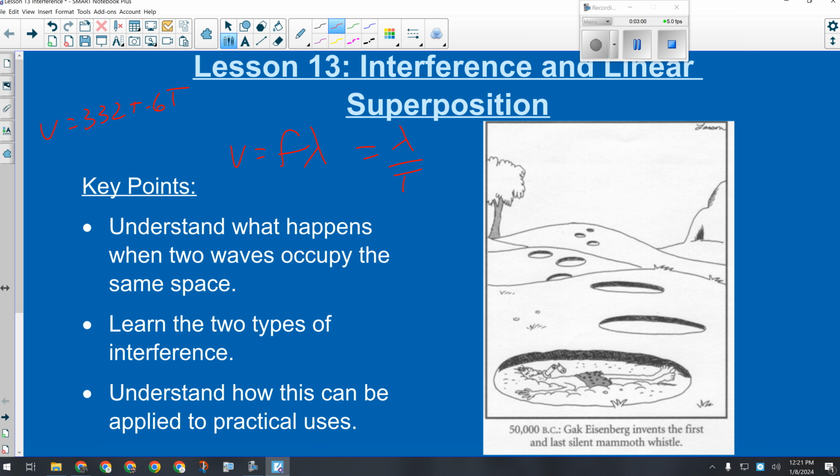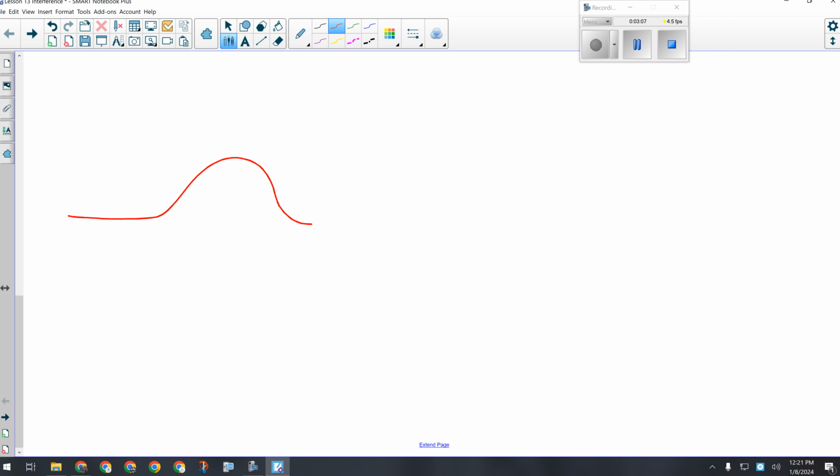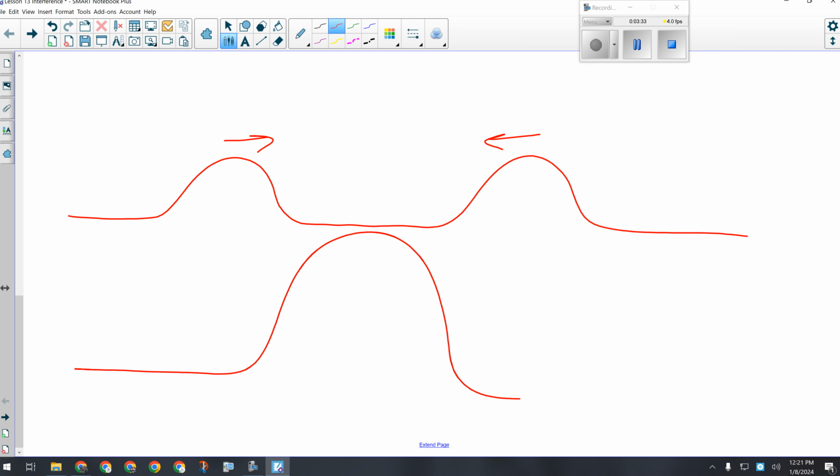So let me pose this to you. What if I had this wave and this wave, and they were traveling towards each other? What would it look like when they overlap? It would be bigger. Energy has to be conserved. So when these two waves occupy the same space at the same time, the medium has to show how much energy is in that position. And it would be equal to the amplitude of the two waves added together. This is an example of what we call constructive interference, because it makes the amplitude larger.